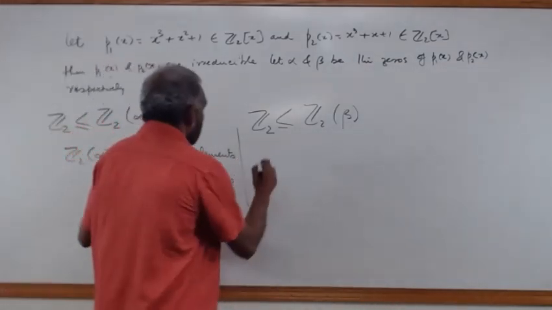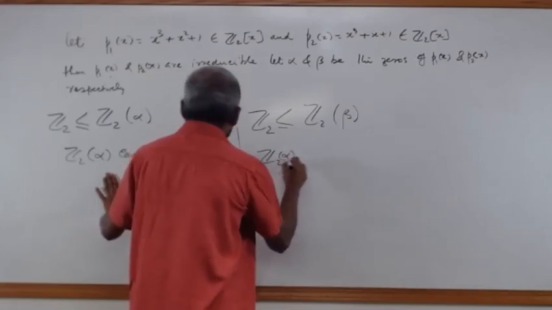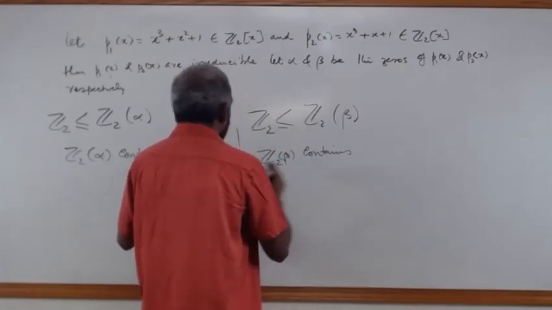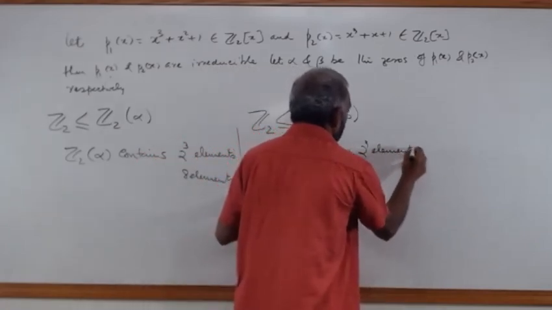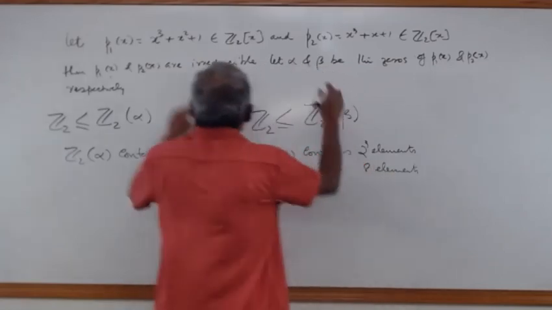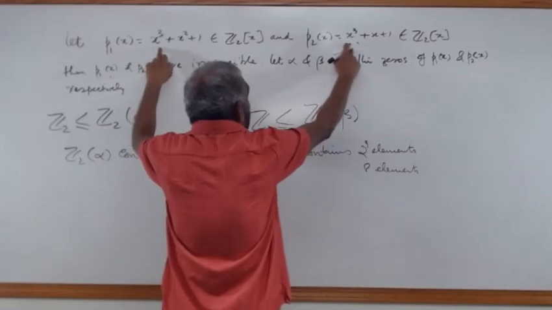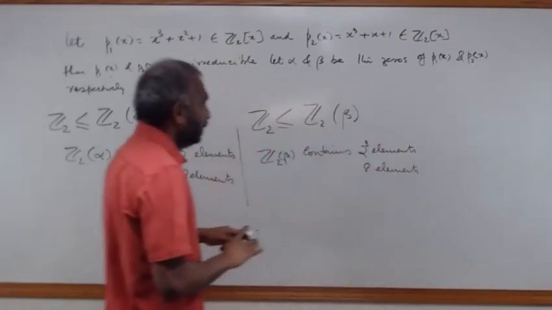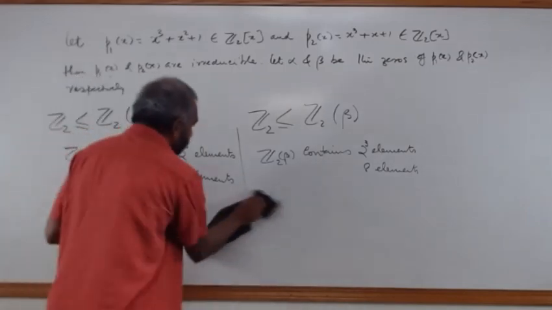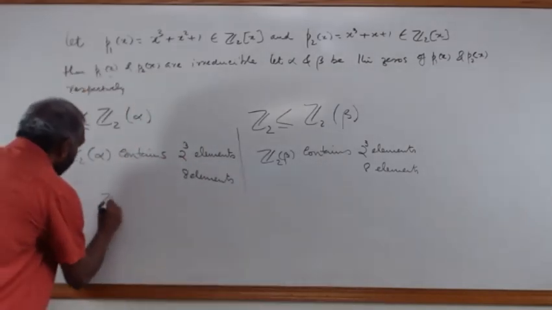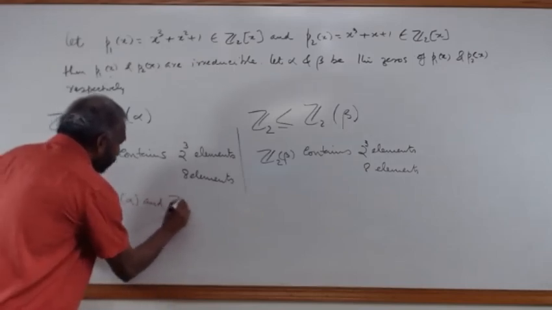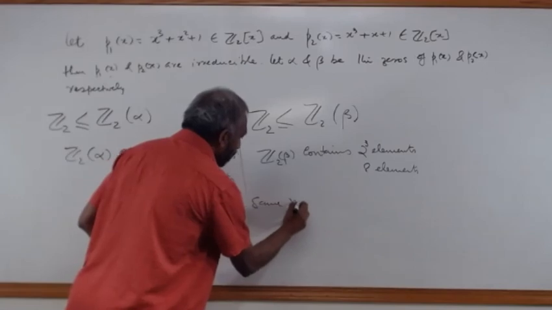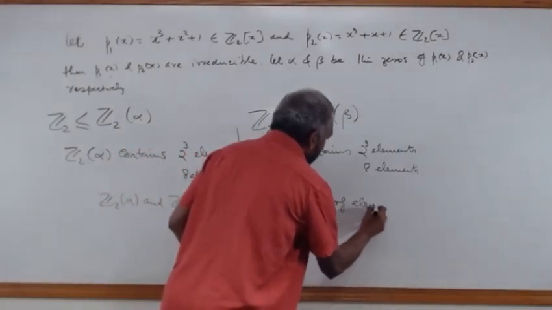Same thing here, Z2 of beta contains 2 cube elements, and that is 8 elements. Even though the polynomials are different, they are of the same degree, and that is the reason why you have 2 to the power of 3 elements. So that means Z2 of alpha and Z2 of beta have the same number of elements.